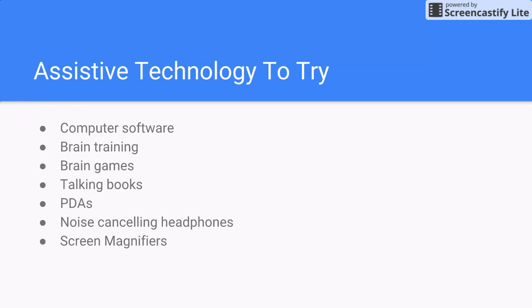For assistive technologies to try within the classroom, you can use computer software for reading, writing, and math. Brain training is also one of the computer software, and you can have printouts from there. Brain games can be handheld or online computer games. PDAs for calendars, timers, and reminding messages. Invisible clocks for reminder times. Noise-canceling headphones for less distraction while working independently, and screen magnifiers.